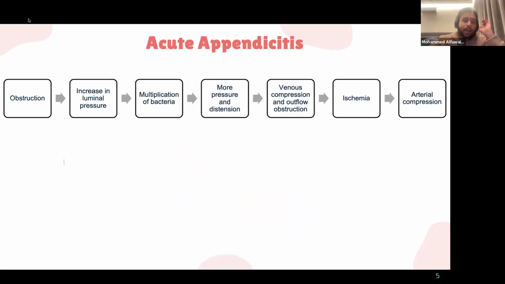So now you have a patient with appendicitis or suspected appendicitis. What happened? So firstly, they have obstruction. In an elderly patient, what is the most common cause of obstruction of the appendix? There could be neoplasm, but a bit more common.